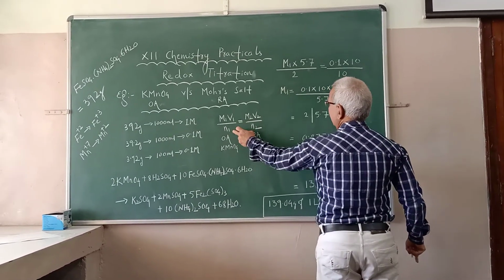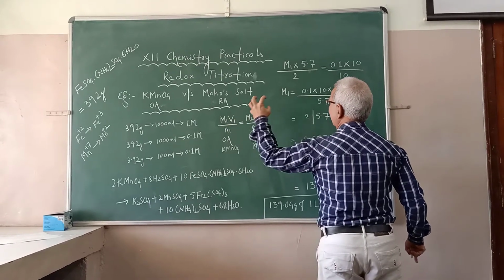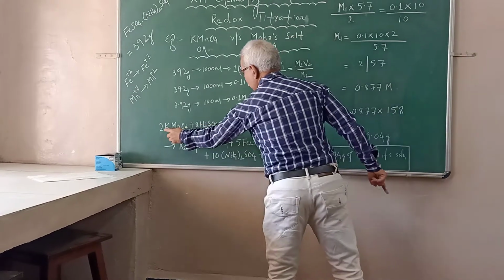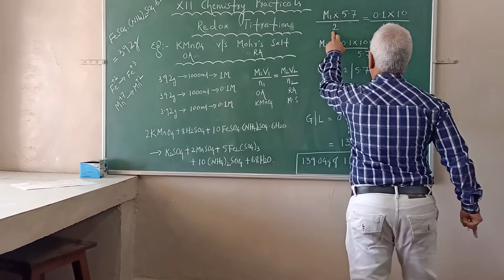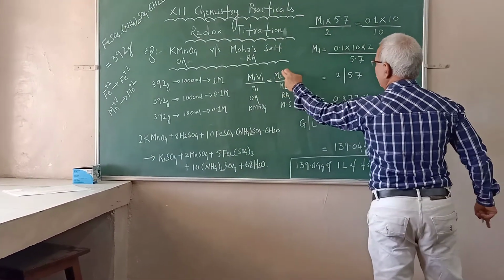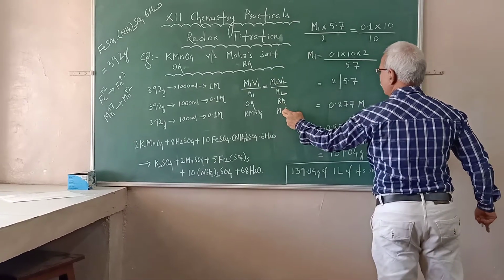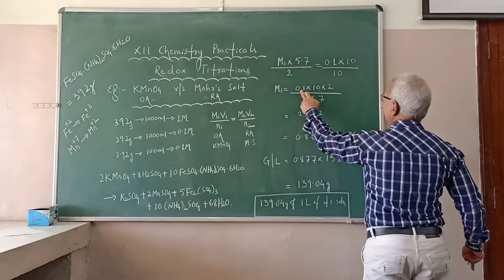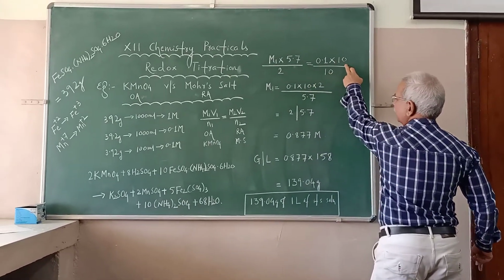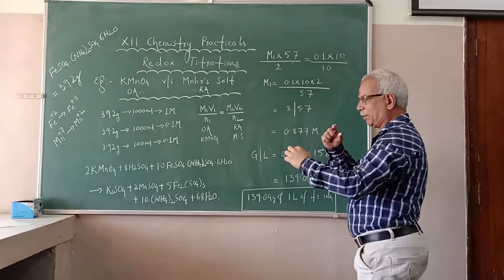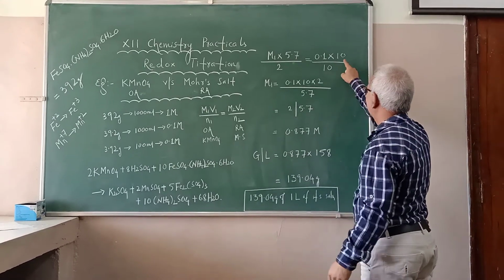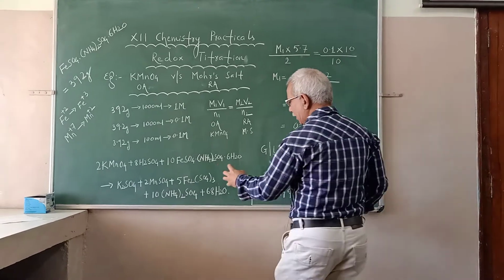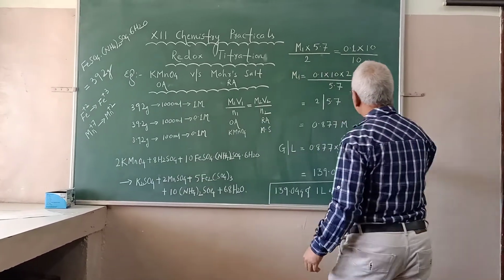Now n1, the number of moles in the balanced chemical equation. This is the balanced chemical equation. How many moles of KMnO4? It is 2 moles, so I have taken 2 here. M2 is the molarity of Mohr's salt, which I have calculated using the molarity formula. So it is 0.1. Now the volume of Mohr's salt, how much I have taken using the pipette? Exactly 10 ml. And how many moles of Mohr's salt take part? 10 moles. So 10 here.